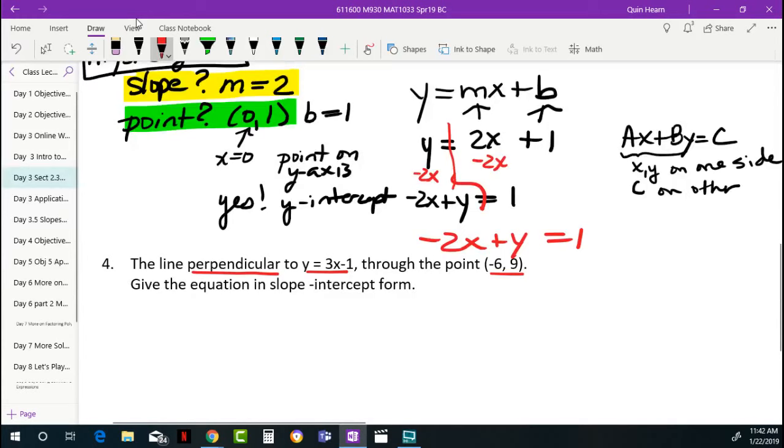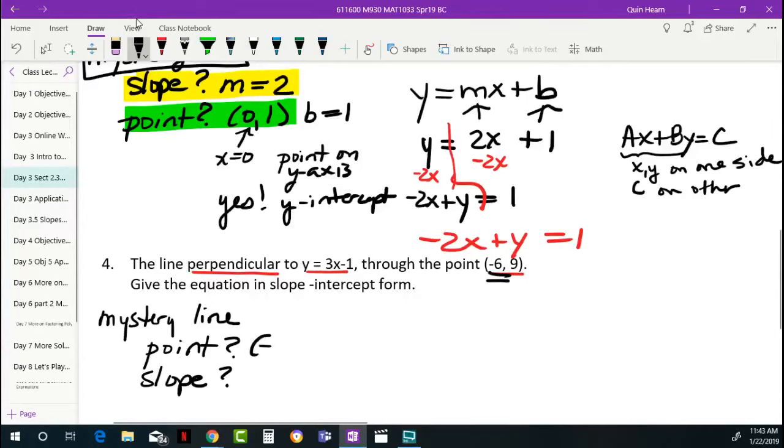Okay, so we're looking for some mystery line. In order to find the equation of that mystery line, we have to know a point and we have to know a slope. So in some way, shape, or form, they have to tell us a point and a slope. The point is pretty clear, negative 6, 9. By the way, this is not a y-intercept this time because the x is not equal to 0. And the slope, how are they giving us the slope?